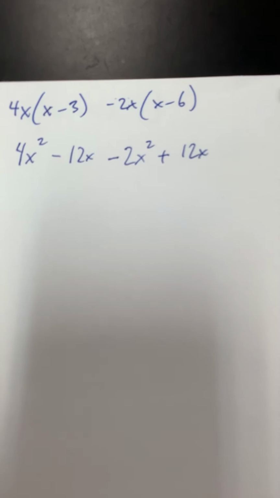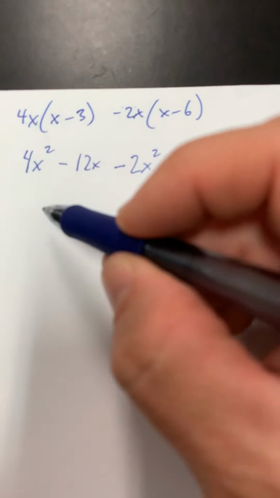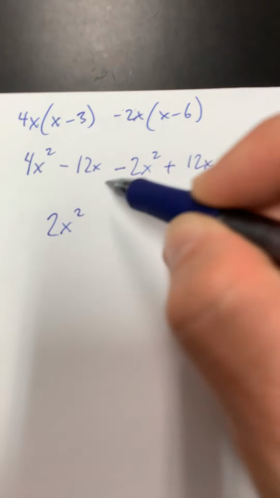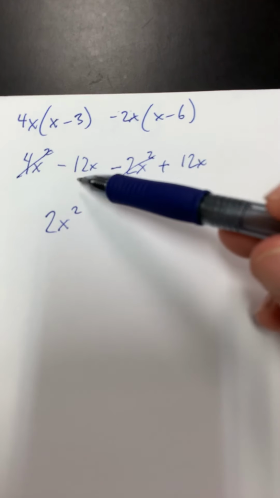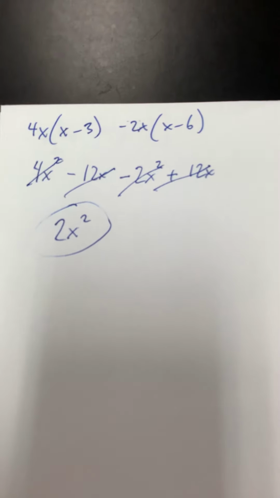Now what should we do here? We should combine like terms. So 4x squared minus 2x squared gives us 2x squared. So we've combined those. And then negative 12x plus 12x, those just cancel each other out. So you're left with 2x squared.